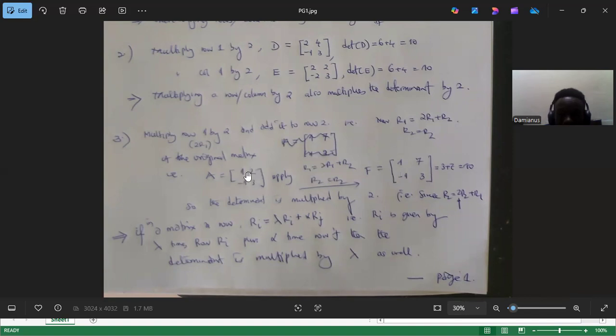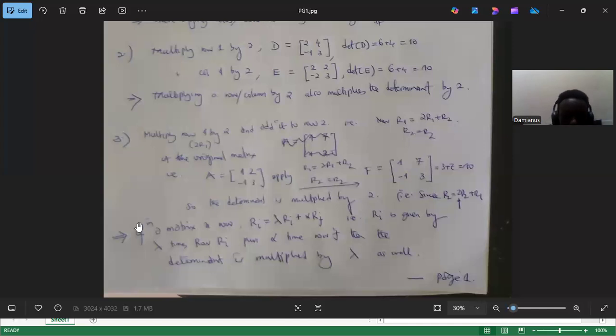And then this 2 we multiply by 2, it becomes 4 plus 3 becomes 7. So our new row 1 of the new matrix is 1, 7. And then we kept row 2 as it is. So what's the determinant of this new matrix? The determinant of the new matrix is 10, that is 3 minus 7. So the determinant is now multiplied by 2. Why? Because we multiplied this by 2.